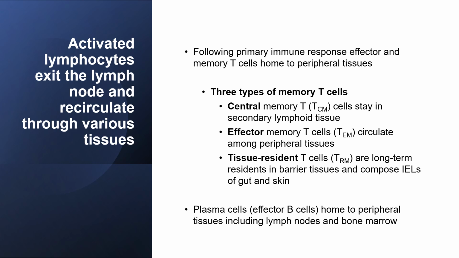Okay, where do the cells go? Activated lymphocytes exit that lymph node and recirculate through various tissues. And depending, again, on the type of cell, it's going to end up in different types of tissues. So the 3 types of memory T cells, for example: the central memory T cells, the TCMs, should stay in the secondary lymphoid tissues. The effector memory T cells should circulate among peripheral tissues and patrol and look for infected or reinfected tissues. And then the tissue resident memory T cells, the TRMs, are long-term residents, particularly in barrier tissues like the gut and the skin.